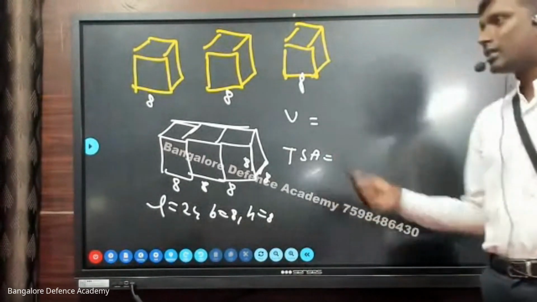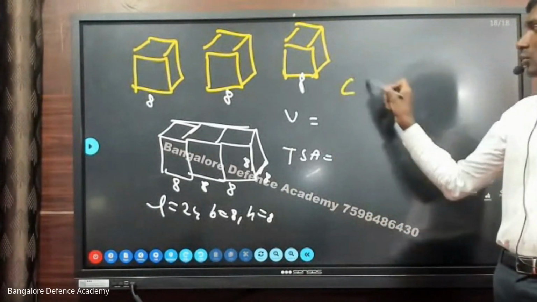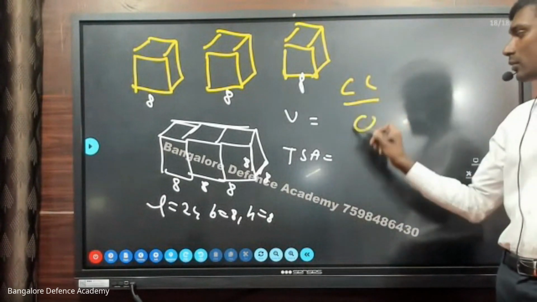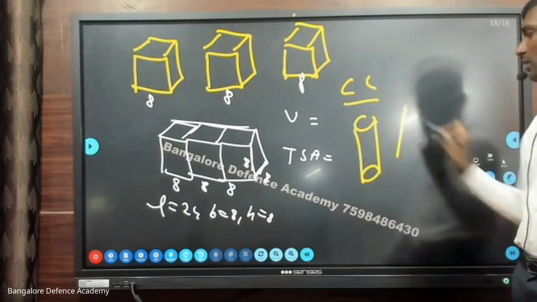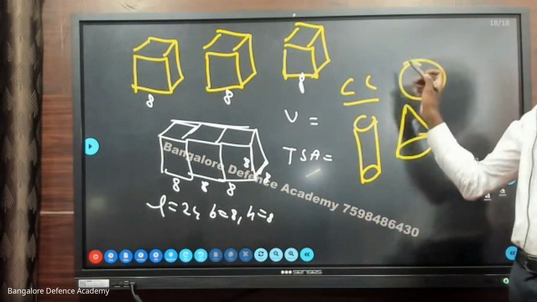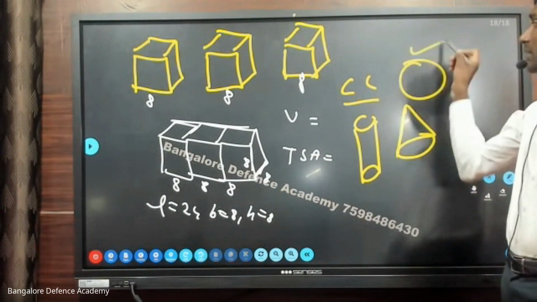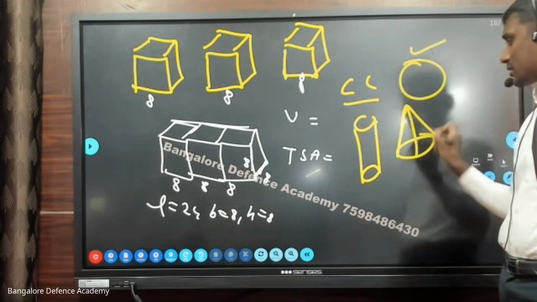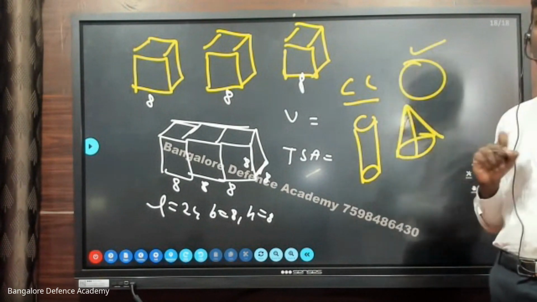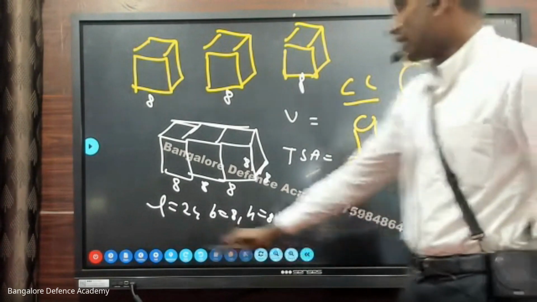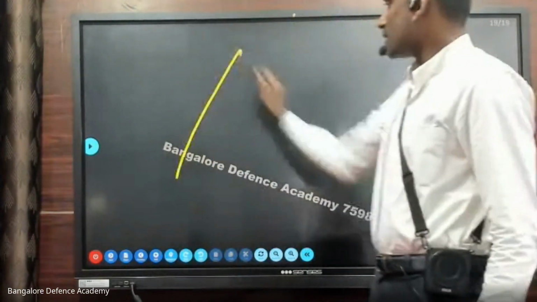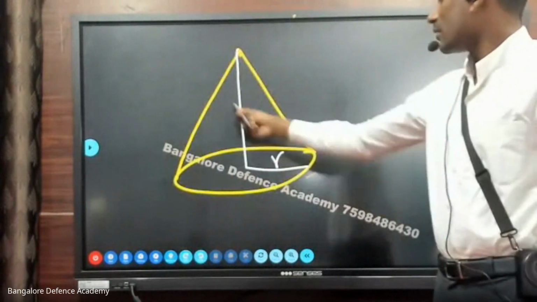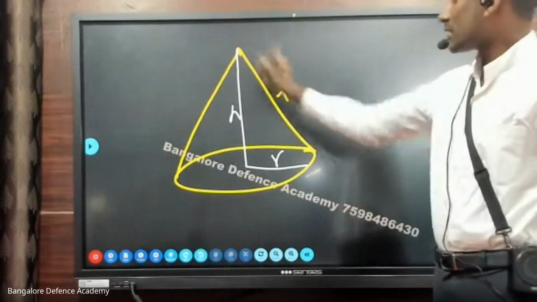Now in the higher classes, I have given you cube and cuboid. In higher mathematics, there are right circular cylinder, right circular cone, sphere. What will happen if I melt the sphere and I get the cone? They will ask you the height, the slant height. Imagine this is the cone, this is the height, this is the radius. This L is called the slant height.